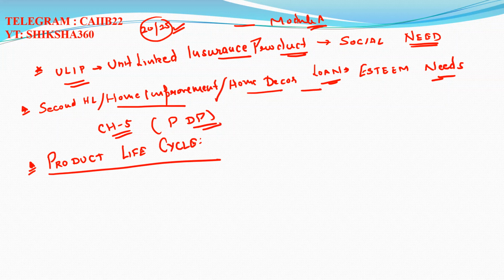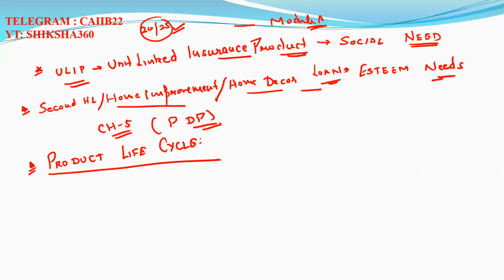They can ask which product is under which stage, or they may give the definition. There are 4 stages: first the introduction, second the growth, third the maturity, and fourth the decline. So these are the 4 stages available in the product life cycle curve.